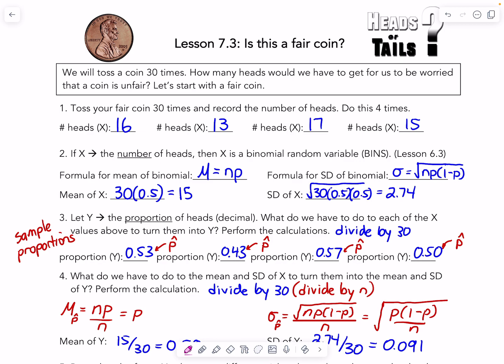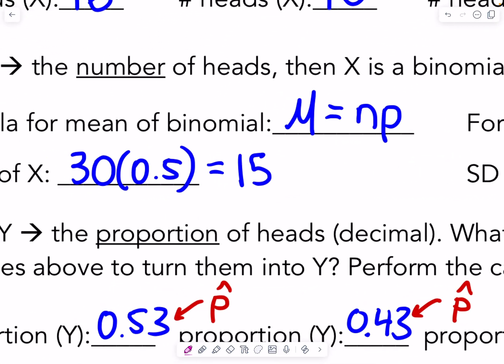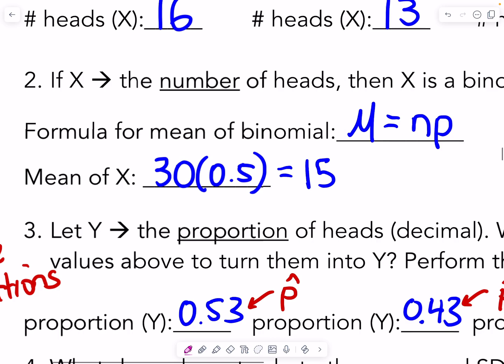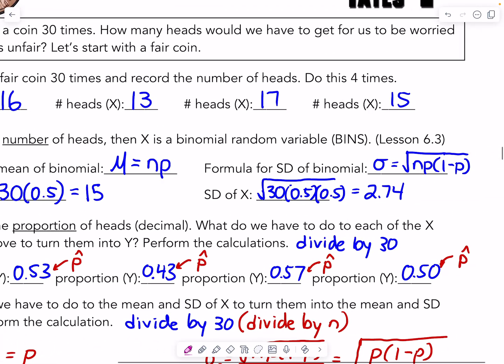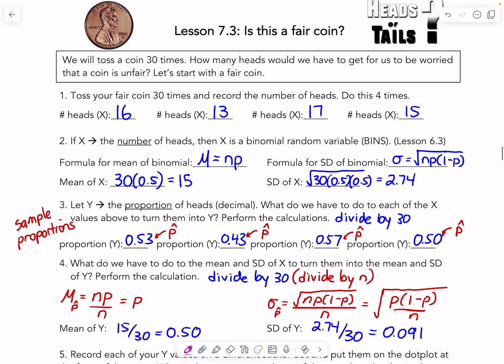So if X is the number of heads, then for a binomial random variable, remember the formula, because I have SPIT: success and failure, probability the same, they're independent, and the trial is a set number because we had 30 tosses. The formula for the mean is np. So the mean number of heads I should expect to get is 30 times 0.5, which is 15. And the standard deviation, remember my formula, is the square root of np(1 minus p). I get the square root of 30 times 0.5 times 0.5, which is 2.74.